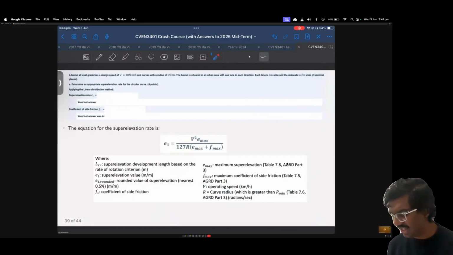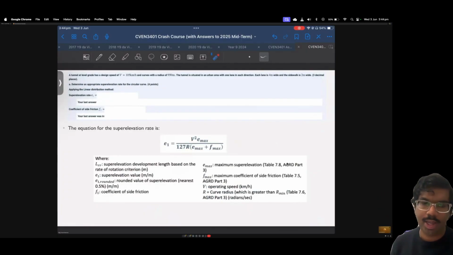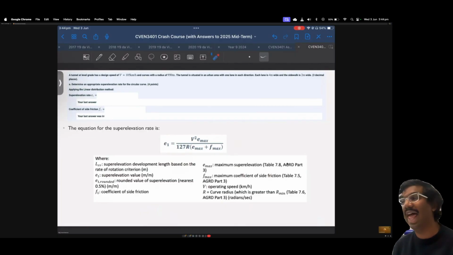So this is the equation for the super elevation rate. We're finding E1, it equals the speed of the road squared, where speed is in kilometers an hour, multiplied by the maximum super elevation allowed. And then the denominator is 127 times the radius of the curve, and that's times the maximum of super elevation plus the maximum coefficient of side friction. We've got to get a lot of this from the tables, which is why that document I showed you earlier is very important.